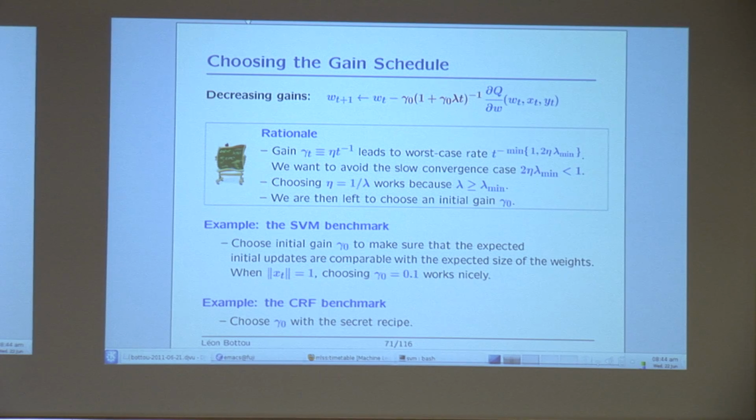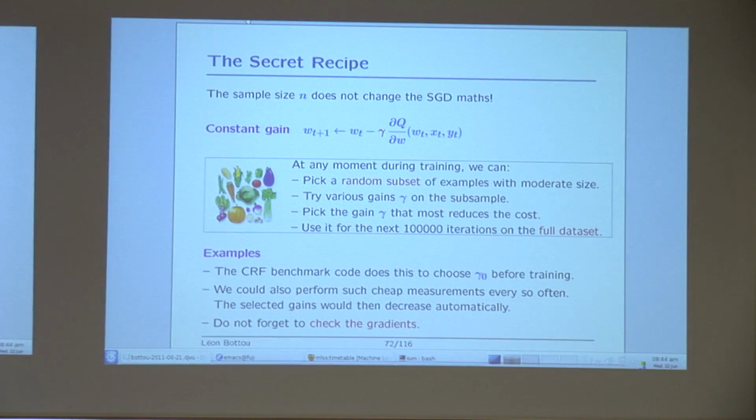So I discussed that already. And in that case, I don't have the case where I know that my patterns are going to have norm 1 because they're very variable, depends on the expansions of the features that's in the CRF and everything. So I cannot use the trick of choosing gamma 0 a little bit below 1. So I'm using the secret recipe. And the secret recipe is the most trivial thing you can think of. The size of the sample, the size of the training set, doesn't change the math of a stochastic gradient. The size of the training set doesn't play a role. It's the number of iterations that plays a role.